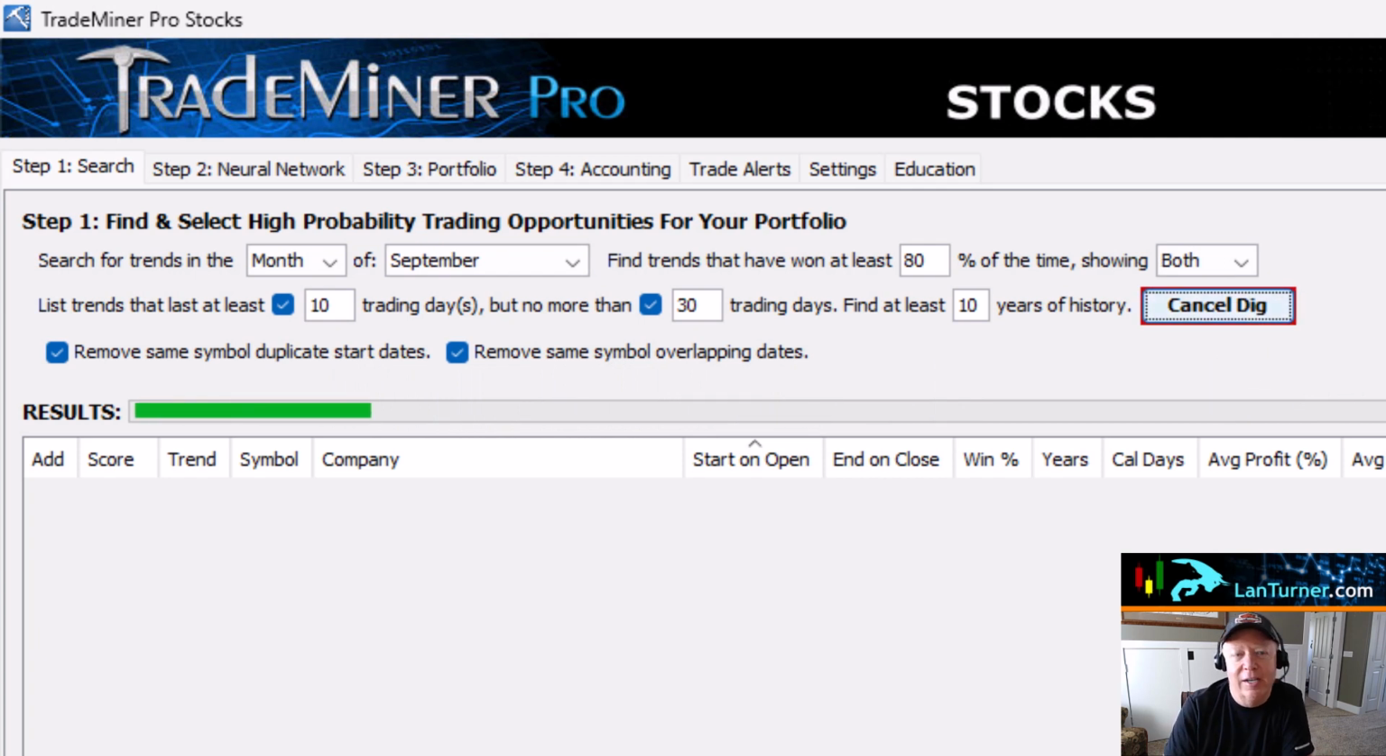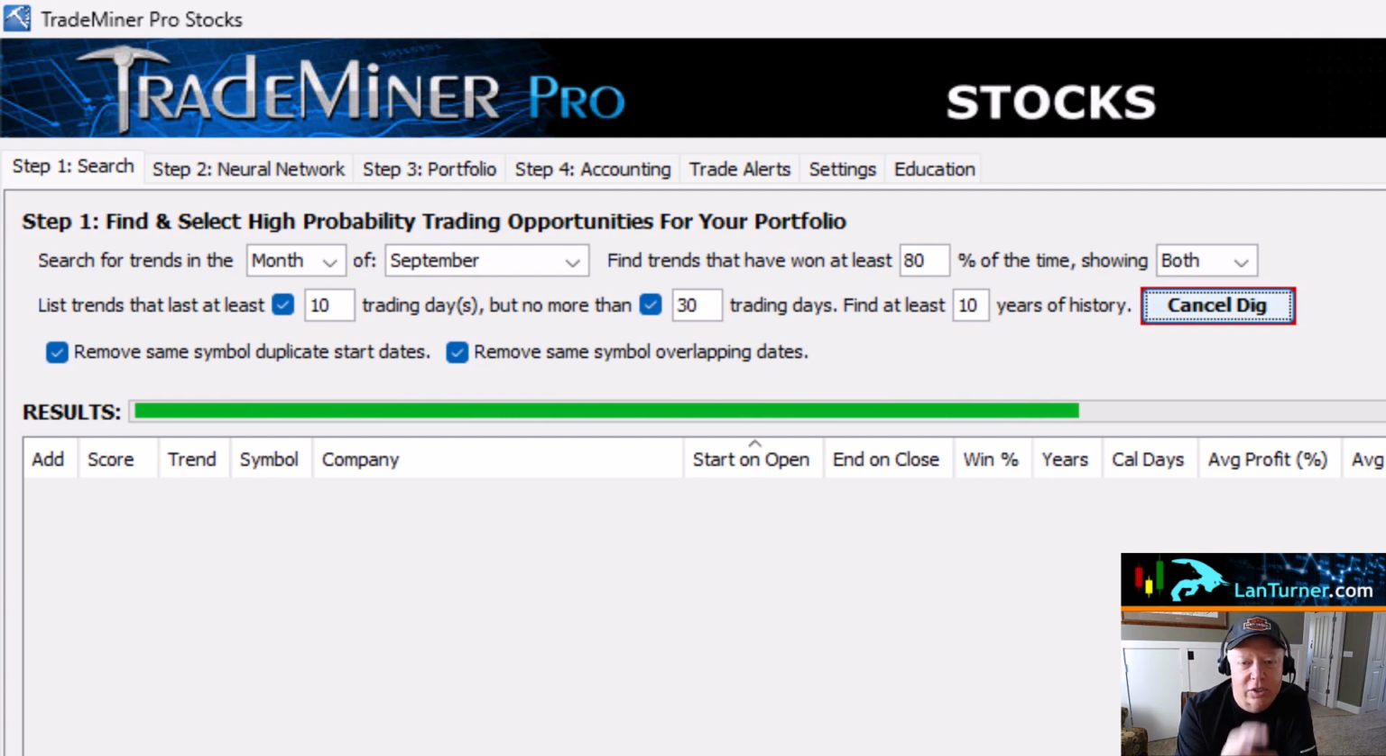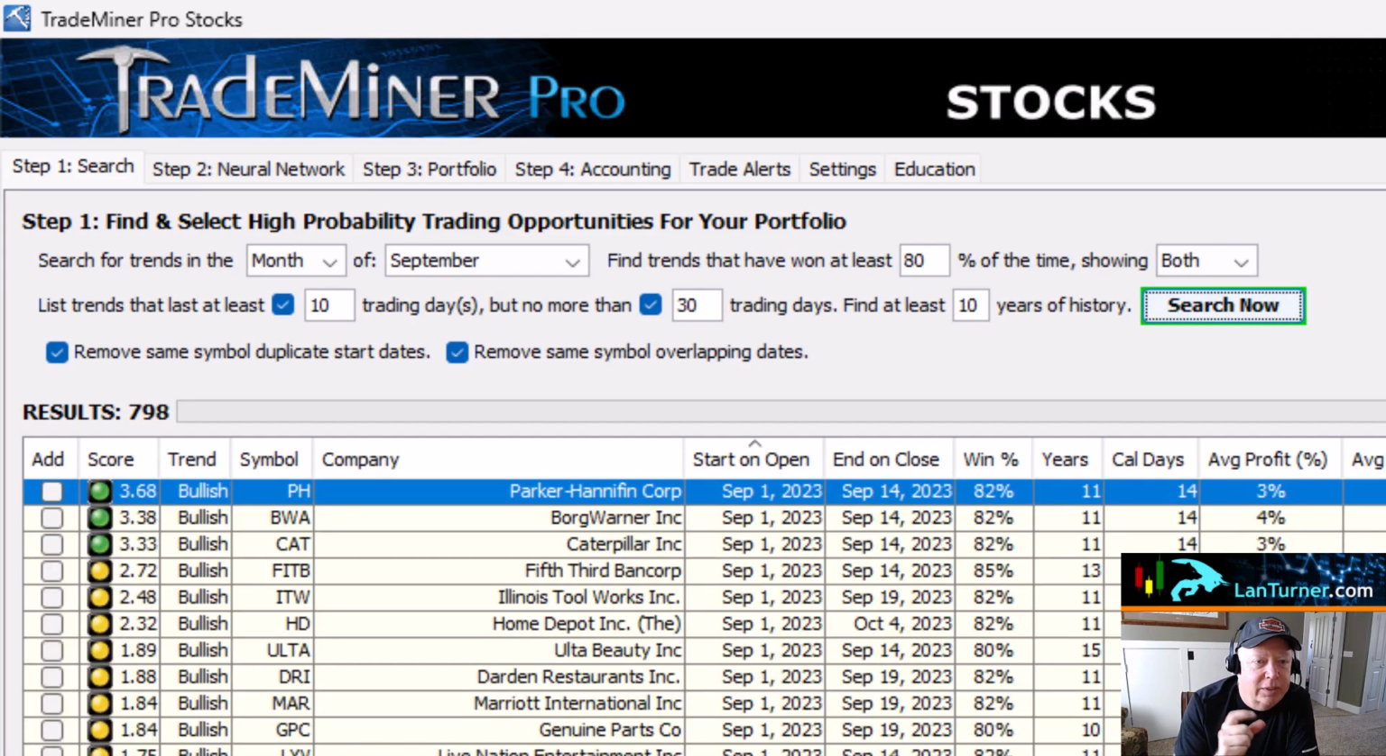Now this is an AI system, artificial intelligence, that goes out and searches the entire stock market. Right now I've got it set to just search the S&P 500. We can expand that and make it search different sectors and different regions of the stock market. But for right now, we're just doing the S&P 500. We're going to look through the S&P and see if there's something that comes up on our radar that we might want to take a look at for this particular time of year.